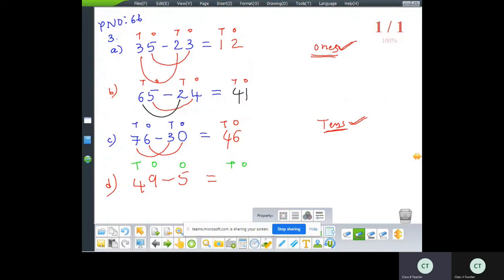The digits in the one's place are 9 and 5. 9 and 5 means 9 minus 5. 5 is subtracting from 9. 5 is smaller than 9. 1, 2, 3, 4, 5, 6, 7, 8, 9. From 9 we remove only 5 lines: 1, 2, 3, 4, 5. After removing 5 lines, there are 1, 2, 3, 4 lines. 9 minus 5 is equal to 4. This answer 4 we write in the one's place.